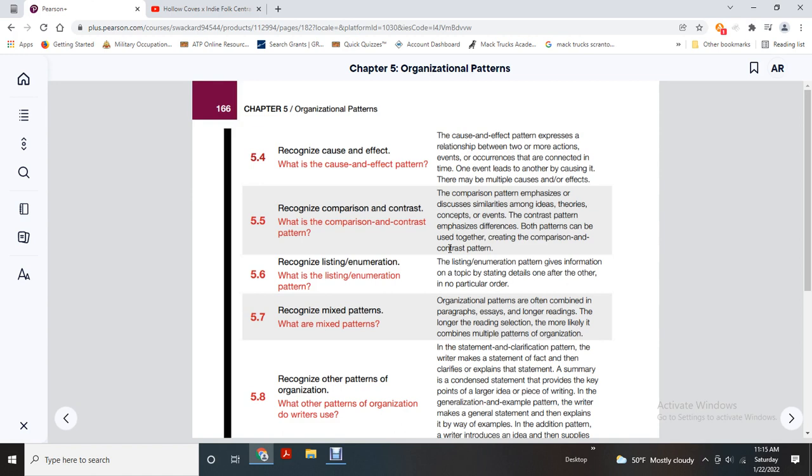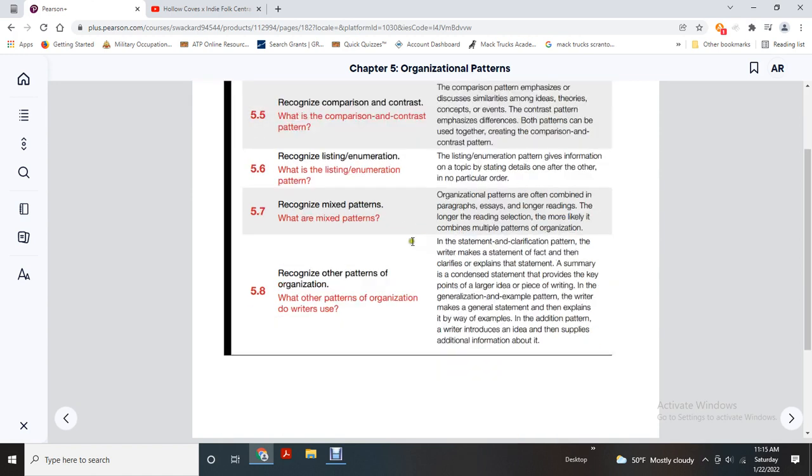5.7 Recognizing mixed patterns. What are mixed patterns? Organizational patterns are often combined in paragraphs, essays, or longer readings. The longer the reading selection, the more likely it combines multiple patterns of organization. Recognizing other patterns of organization: what are other patterns of organization? Organizational patterns are often combined in paragraphs, essays, or longer readings.